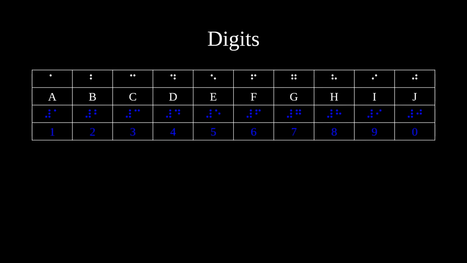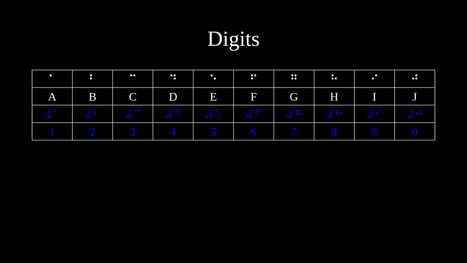Welcome to Part 1 of Unified English Braille Video 4. Both this video and the next one are about numerals. The number sign changes letters into numerals. Only the lowercase letters from A to J may follow the number sign to represent digits.